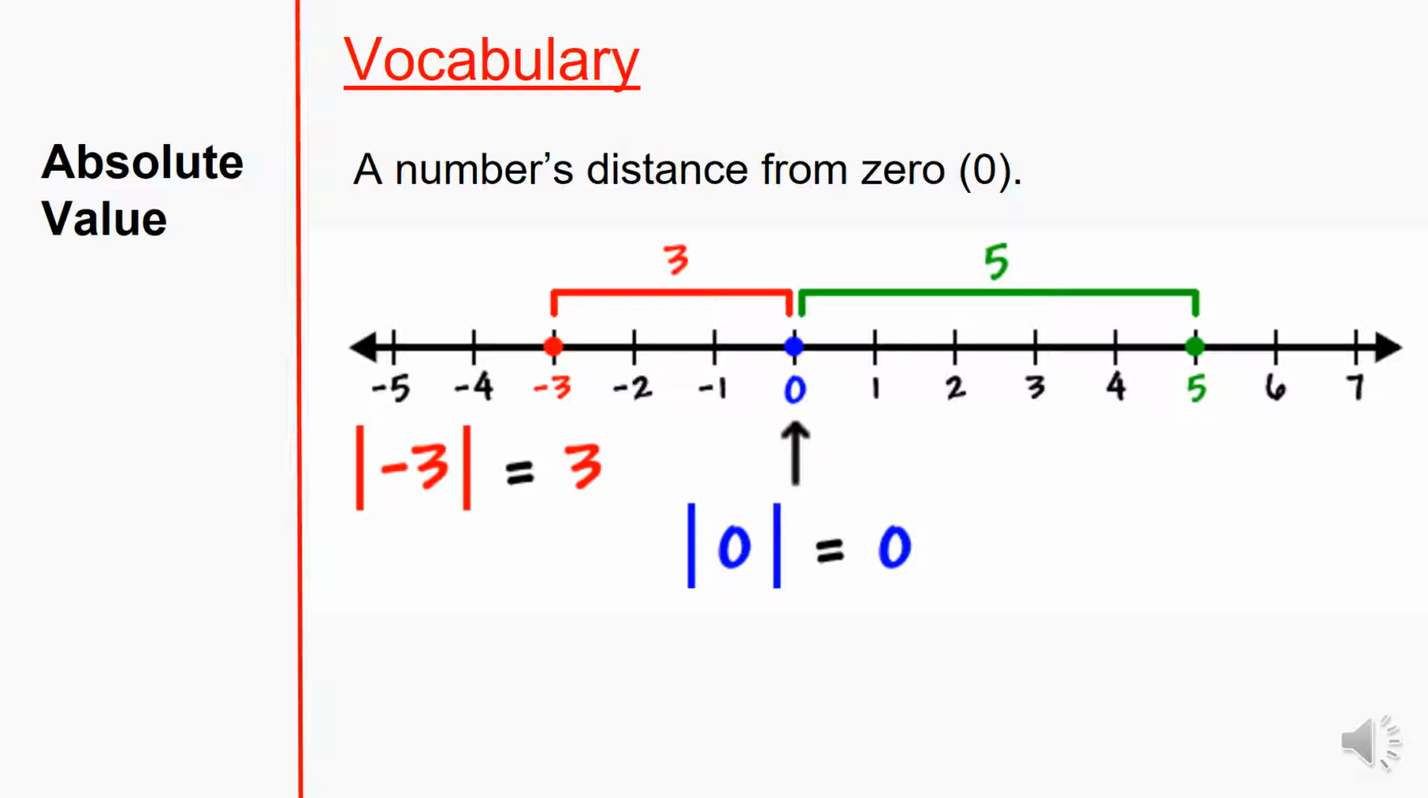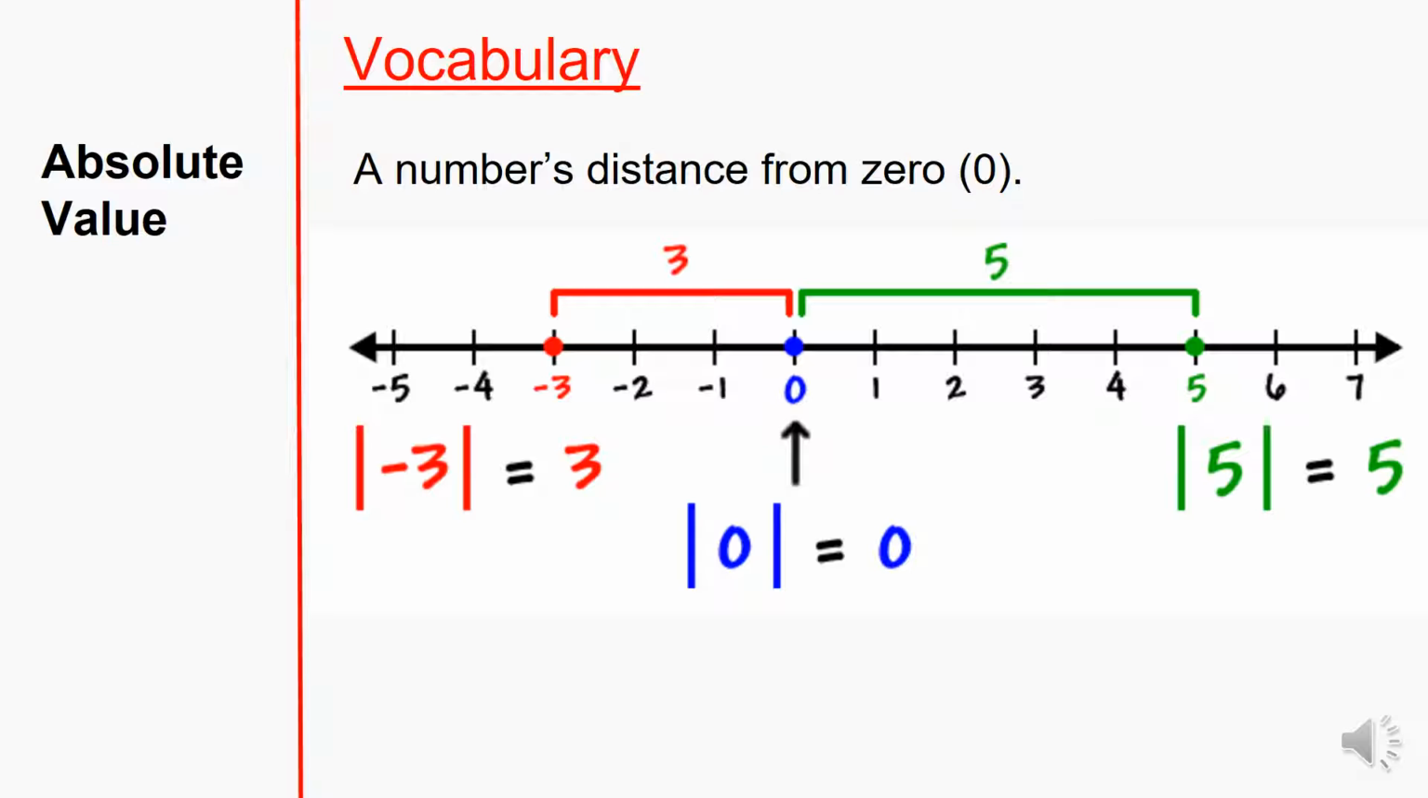Absolute value of 0 is actually 0. Its distance from 0 is 0. That's the only one that's kind of weird like that, because 0 is not positive or negative. Anyways, let's focus more on the positives and negatives.